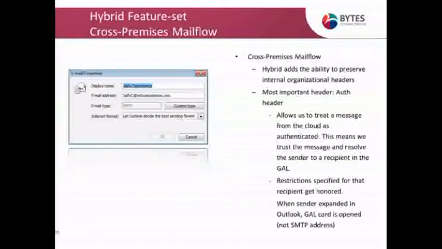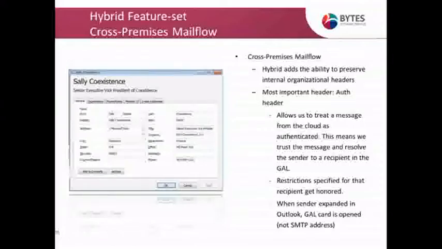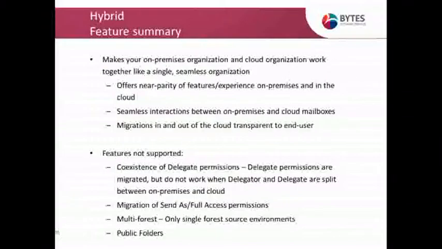Again, cross-premises mail flow and how things look in the GAL. You'll see the display name there is actually resolved correctly to the user. So when you open the Outlook card, you actually see the user in Outlook as though they were inside your organization and not an external recipient with email addresses inside the display name. Again, there you go, that's the contact card. So everything should look exactly the same. You shouldn't really be able to see any difference between internal and external users.